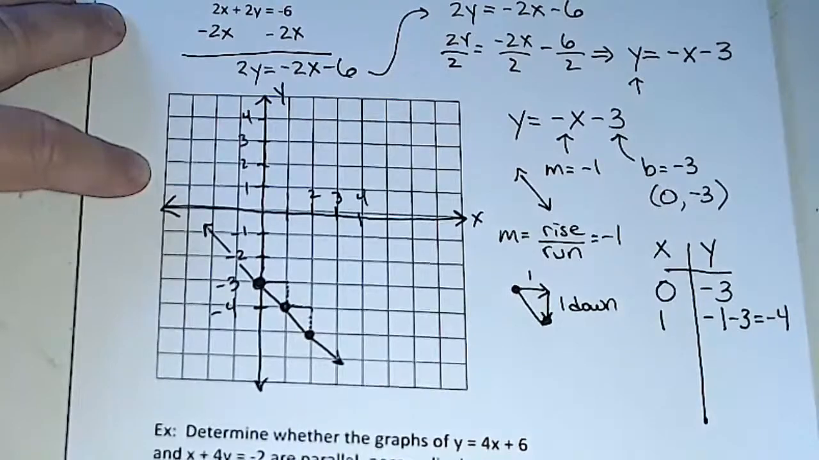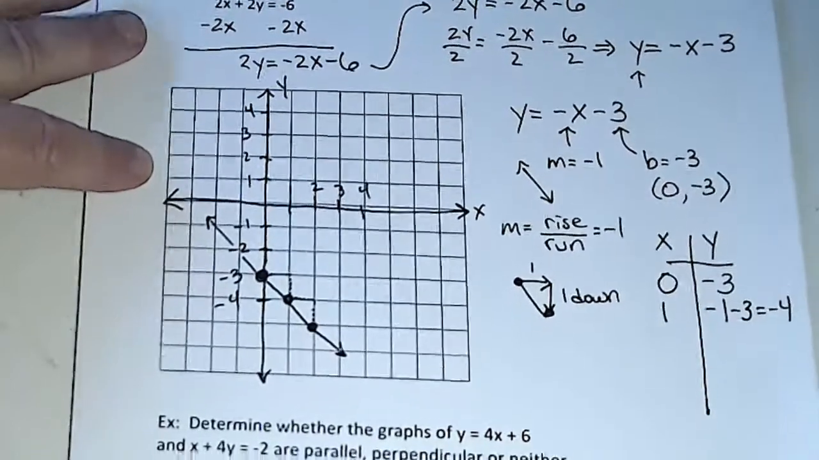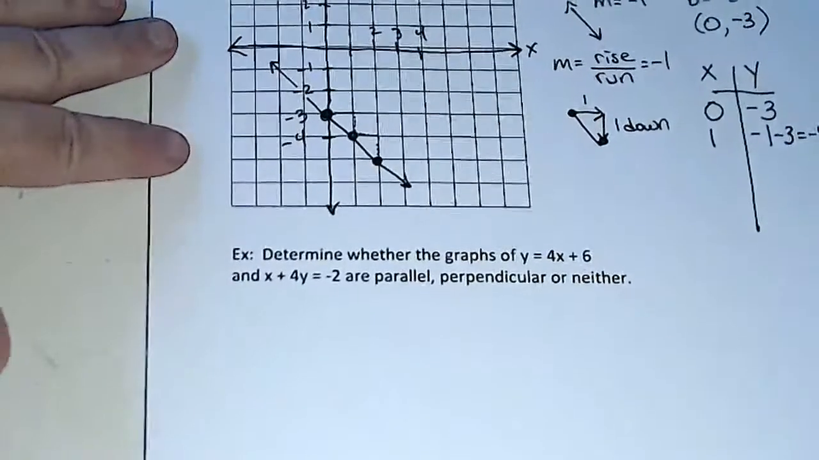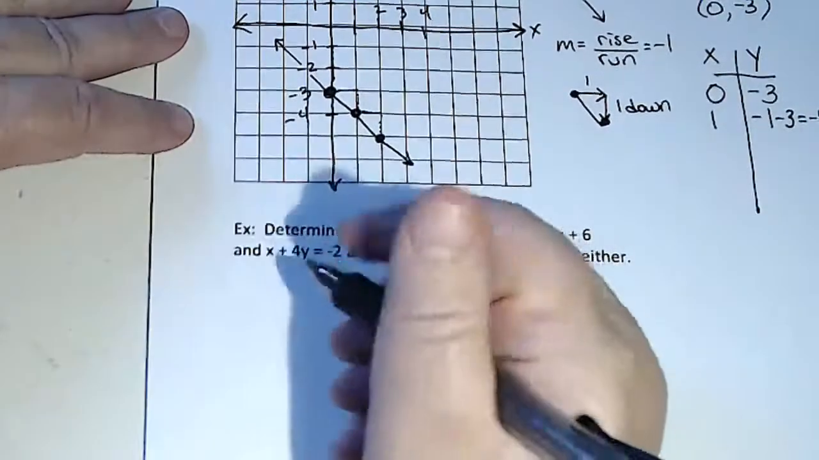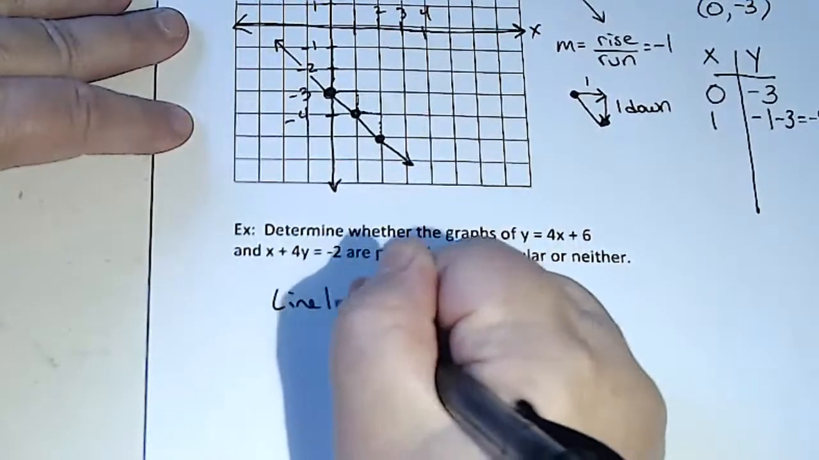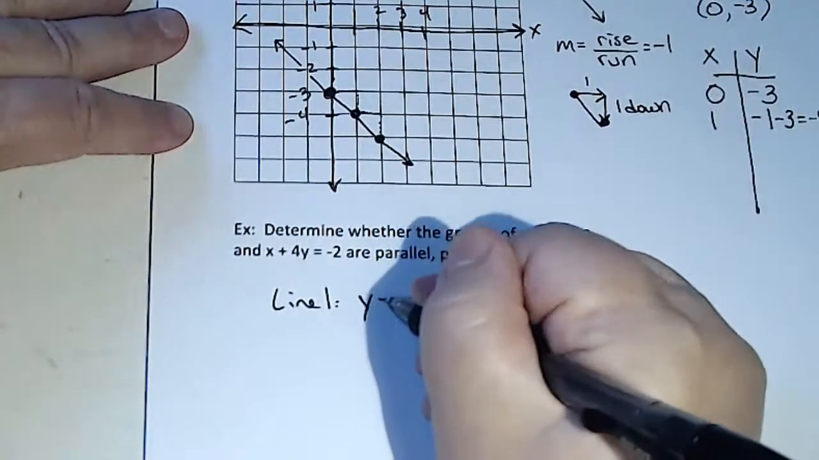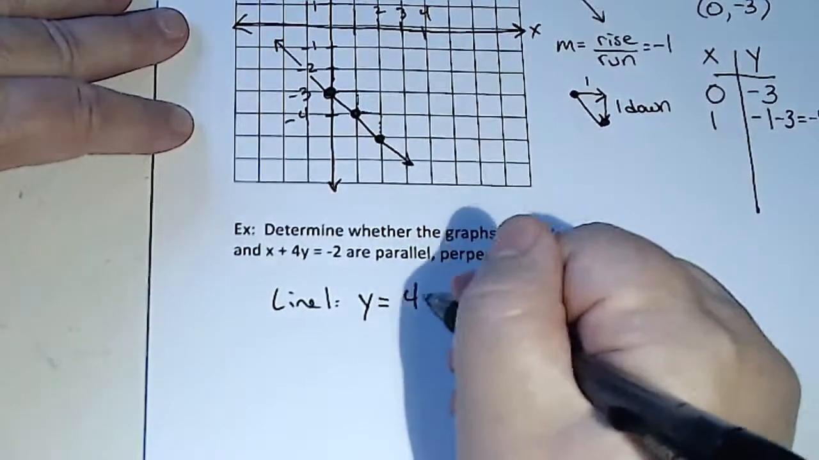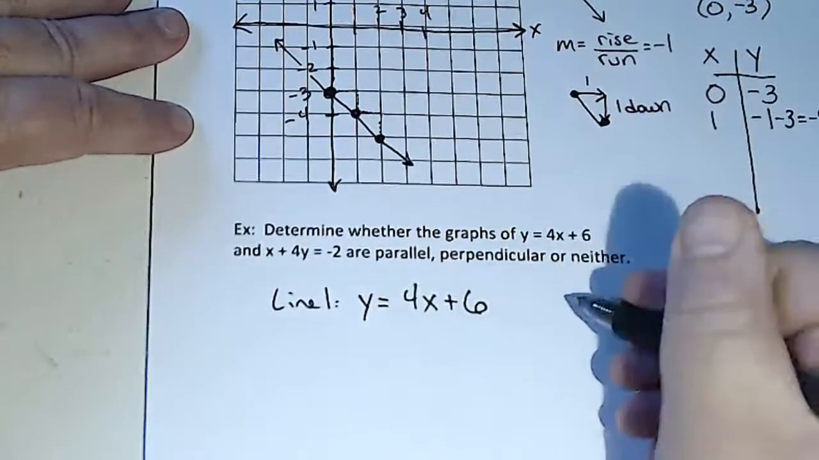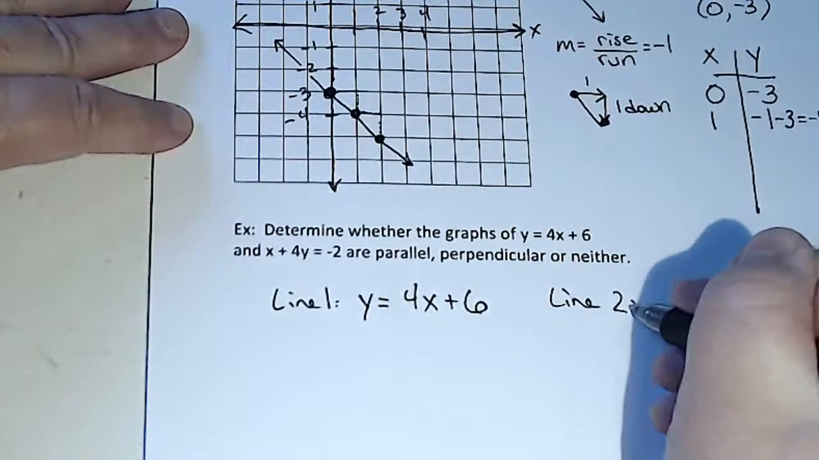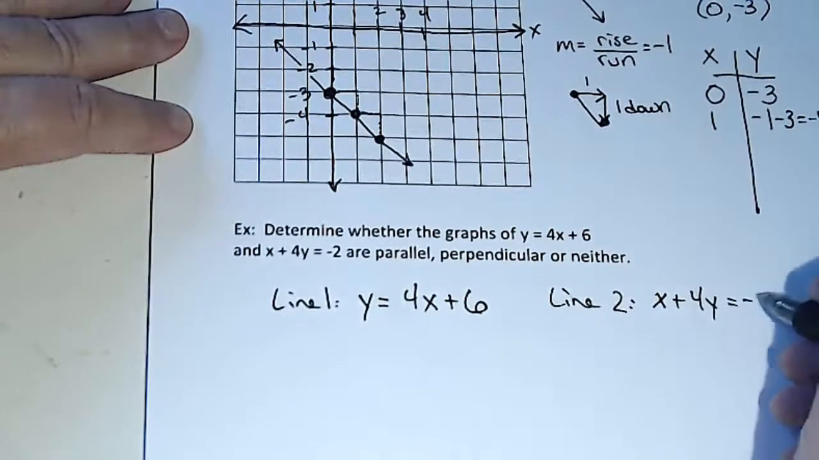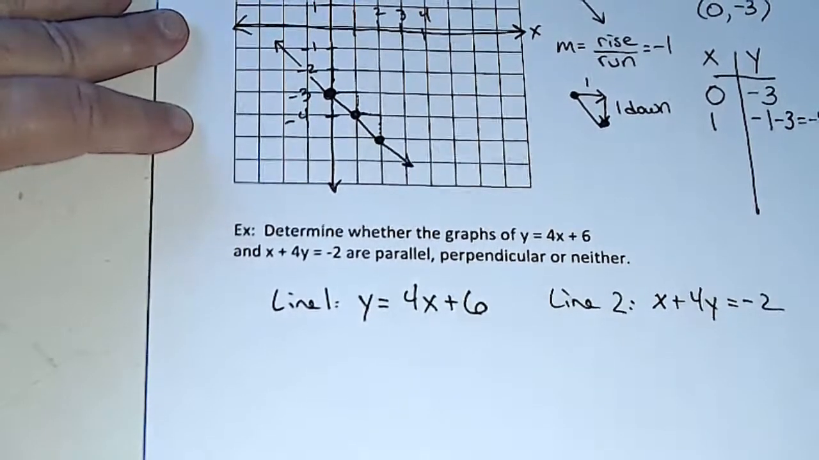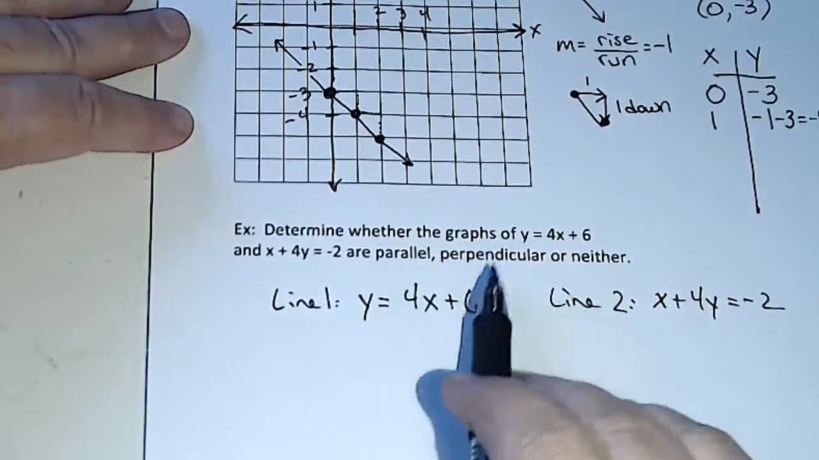Okay, shall we talk about another problem? What else can we do? Well, now, if we've got two lines, line 1 has y equals 4x plus 6, and line 2 has x plus 4y equals -2. So I've got two different lines, and I want to know if they're parallel, perpendicular, or neither.